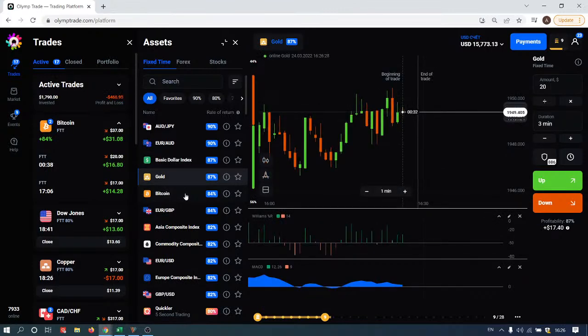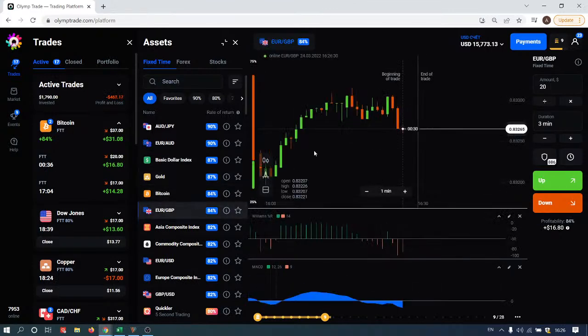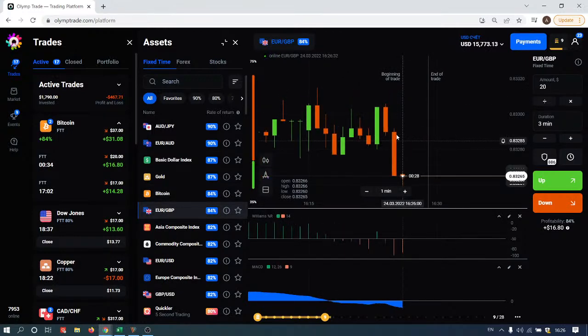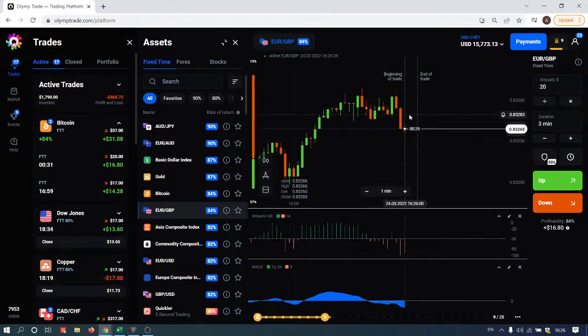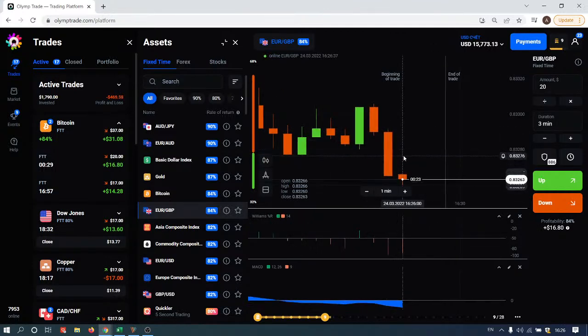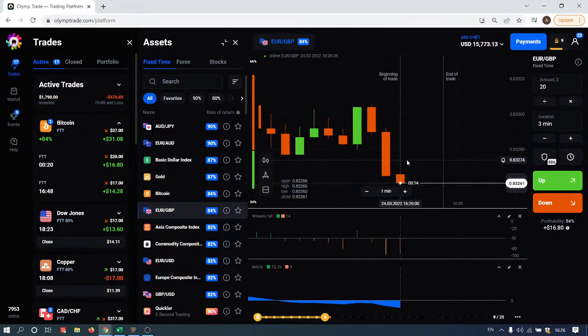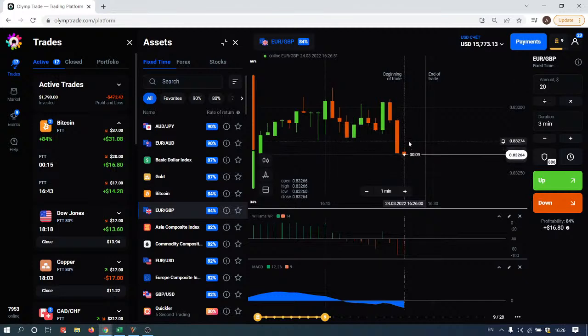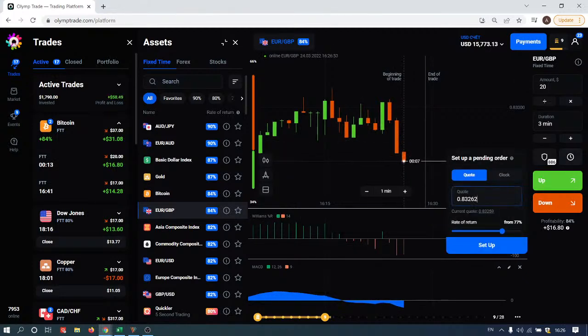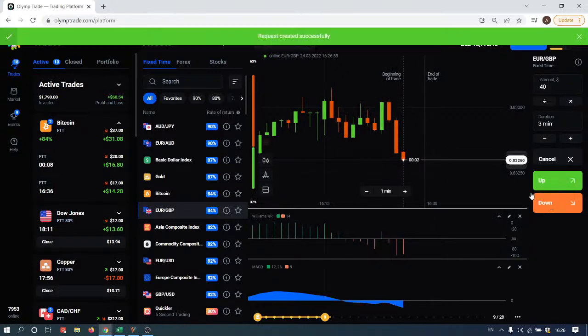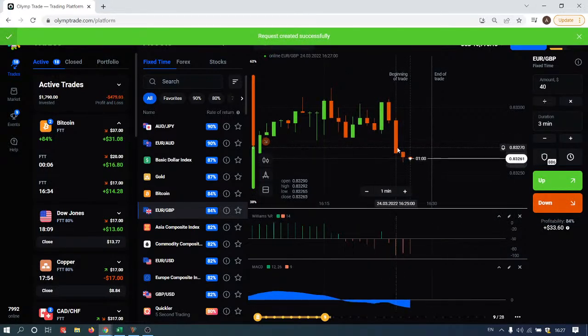So searching for another setup. So yes, the Euro GBP will be a nice setup. I just want to wait maybe for a little pullback. Okay, and then I think we can open a trade in the downwards direction again. So something like this. We can set a pending order, by the way. So yes, I'm setting this pending order. Can even open it in a little bit bigger amount.